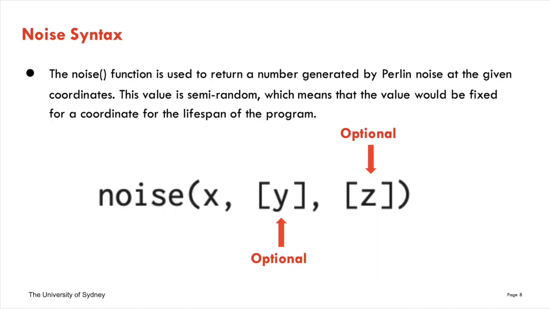Let's take a closer look at the syntax of the noise function. The number returned when you call the noise function is always between 0 and 1. The x value specifies the x coordinate in the noise space, and the y value specifies the y coordinate in the noise space. The noise function can't be called without at least one argument. Therefore, the x coordinate is always needed. Let me show you an example of this.